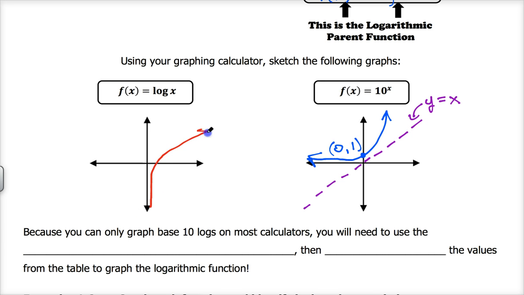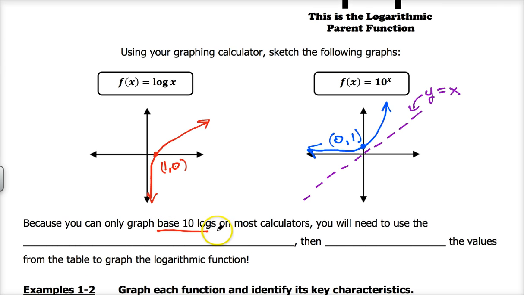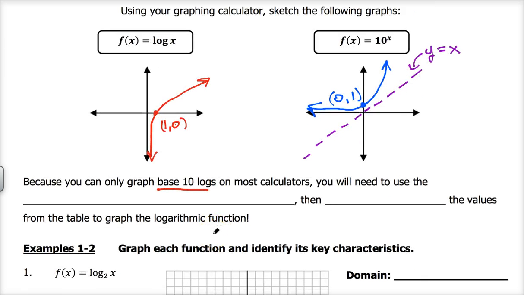Okay, so this graph is increasing. It has an x-intercept at (1, 0), as opposed to a y-intercept at (0, 1). And this graph actually is going to have a vertical asymptote as opposed to a horizontal asymptote. So it's going to approach the y-axis here. Now on most calculators, with the exceptions of the ones you have, you can only graph base 10 logarithms. So that's how we're going to learn to do our graphing, is based on base 10.